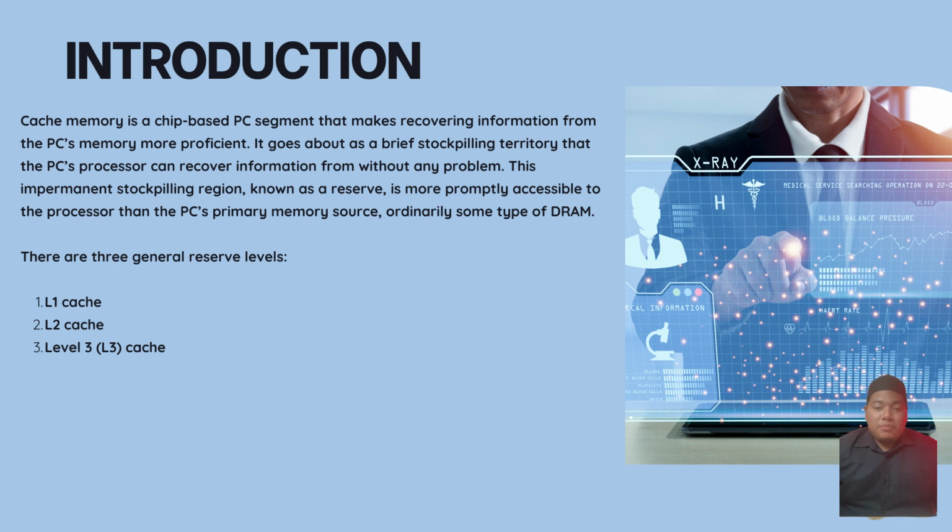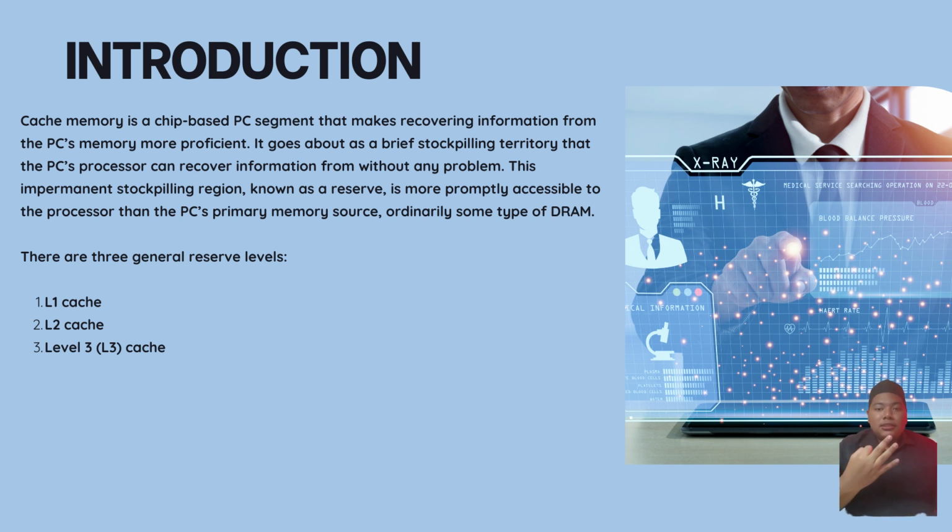So, what is cache memory? Cache memory is a chip-based computer component that makes retrieving data from the computer's memory more efficient. It acts as a temporary storage area that the computer's processor can retrieve data from easily. This temporary storage area, known as a cache, is more readily available to the processor than the computer's main memory source, typically some form of DRAM, which is Dynamic Random Access Memory.